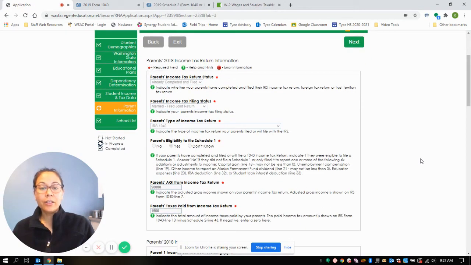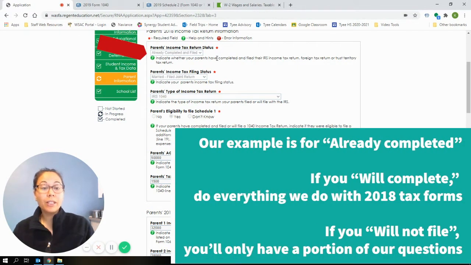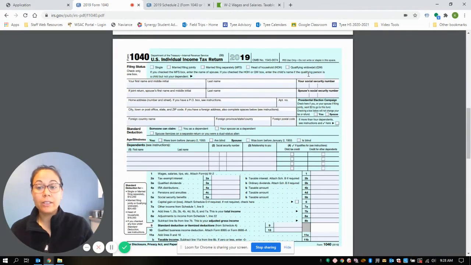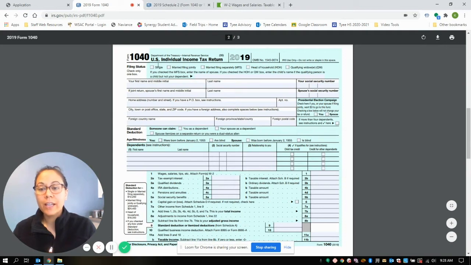And then you're here to this parent financial information. What is the parent's income tax return status? Have they already completed their tax return? Are they going to still complete it, or are they not going to complete one? And they're going to be asking for your parents' 2019 IRS 1040. So indicate what is the current status, and then what is the filing status. And at the top you can see filing status, and then you'll see all the different statuses.